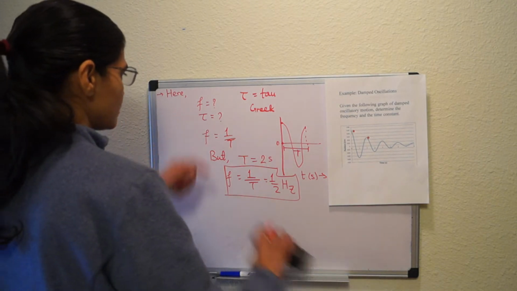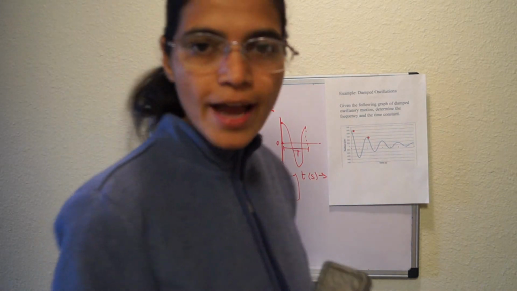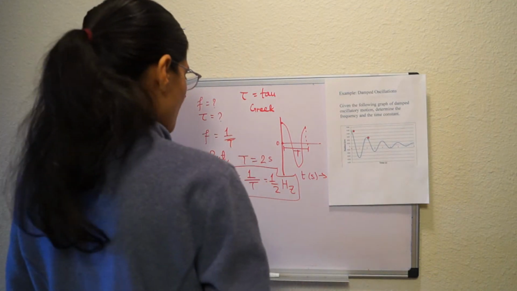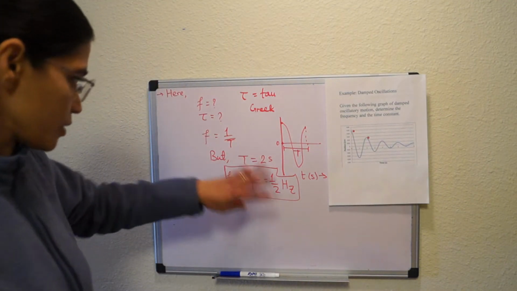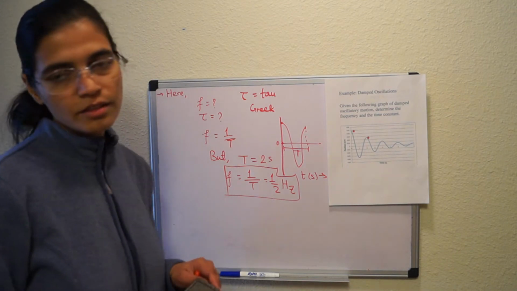Now, this is done, f. Next is tau. How do we find tau? This is going to take a little bit longer, so please make sure you copy all this information, and then I'm going to erase this.